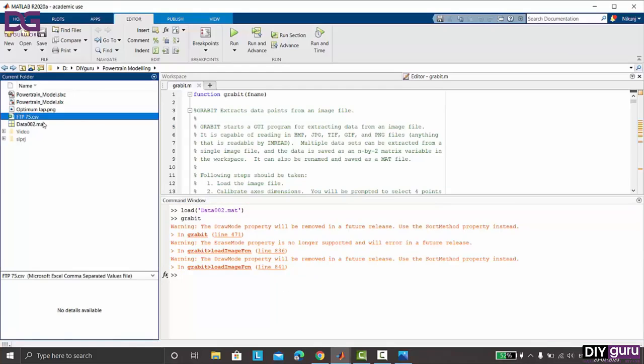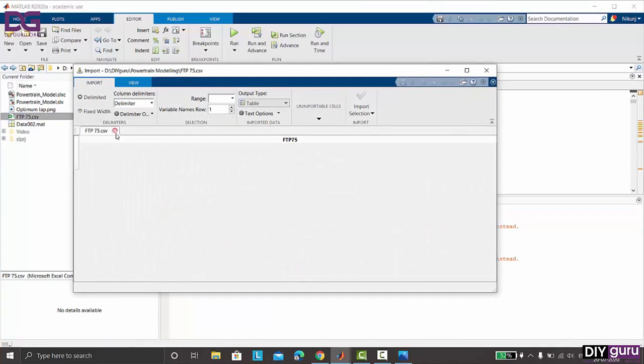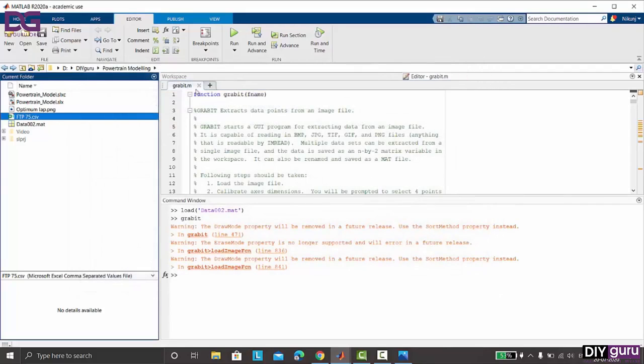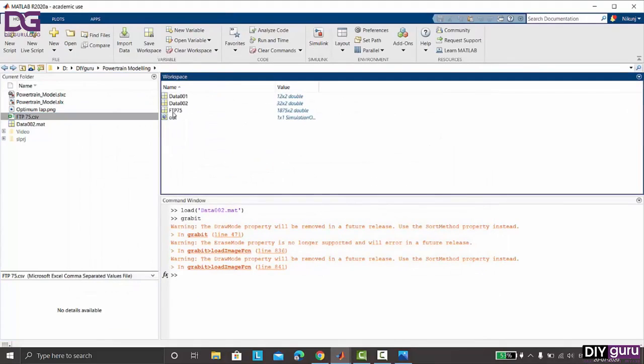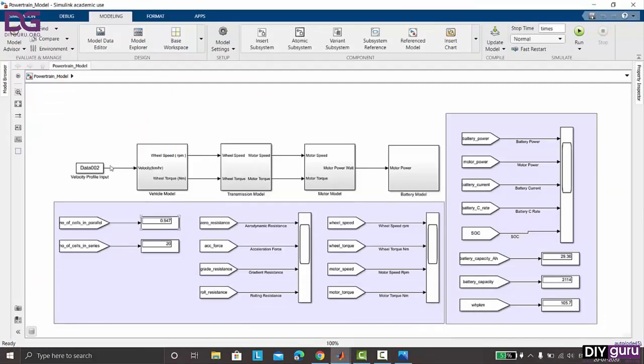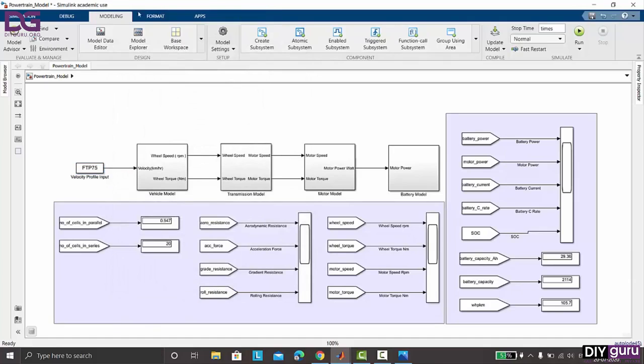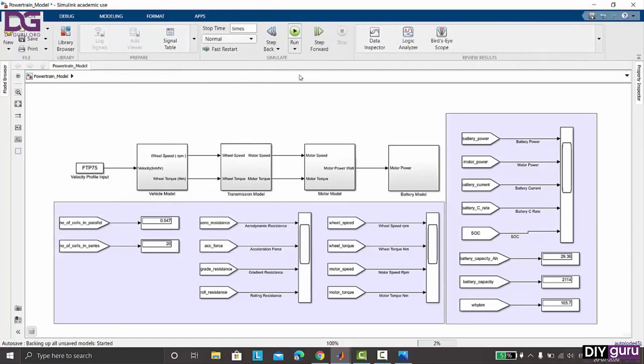If you want to load this profile, just double click on it, save it as a numeric matrix file and click on import selection. So here we can see we have loaded FTP 75. In our model, go to the From Workspace block, put FTP 75 here, click on apply and OK, and run the model.